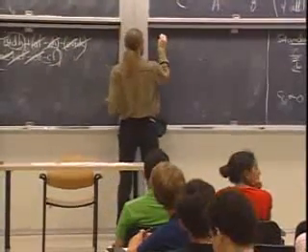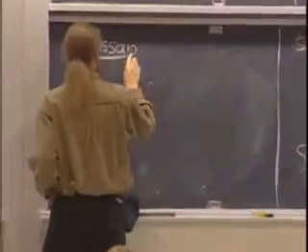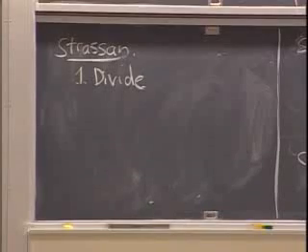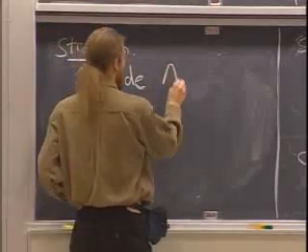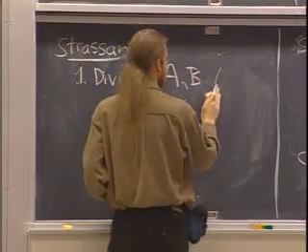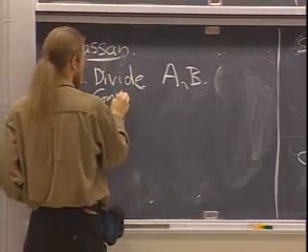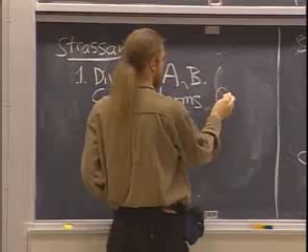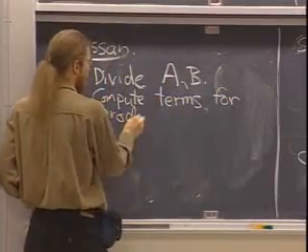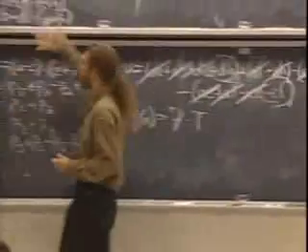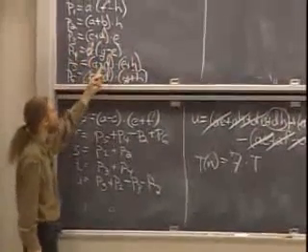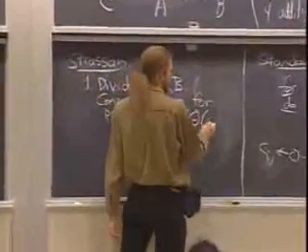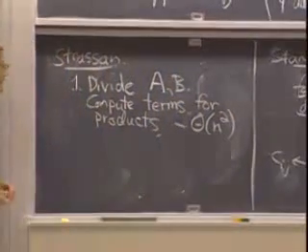Okay, algorithm. So this is Strassen. So first we divide, then we conquer, then we combine, as usual. Fine. Divide A and B. Okay, this is sort of trivial. Then we compute the terms for the products. So this means we get ready to compute all the P's. We compute A plus B, C plus D, G minus E, A plus D, E plus H, and so on. All of the terms that appear in here, we compute those. That takes n squared time because it's just a bunch of additions and subtractions. No big deal. Constant number of them.